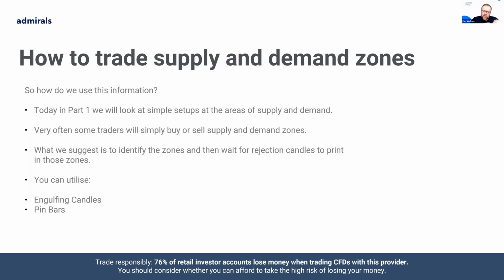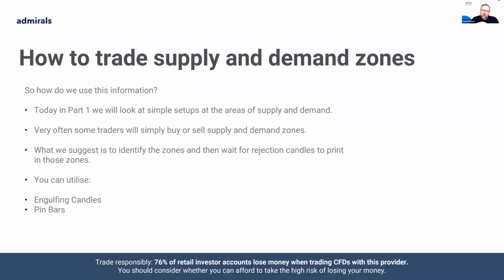Personally, what I prefer to do is, once I've identified those zones, wait to see rejection candles print at those supply and demand zones. I like to let the market play its hand. I let the market show me what it wants to do. There is never any perfection in trading, because what you're doing is shifting up and down the risk-reward spectrum by waiting for the market to give me a confirmation of that area or zone, or that it's going to move away from that zone.